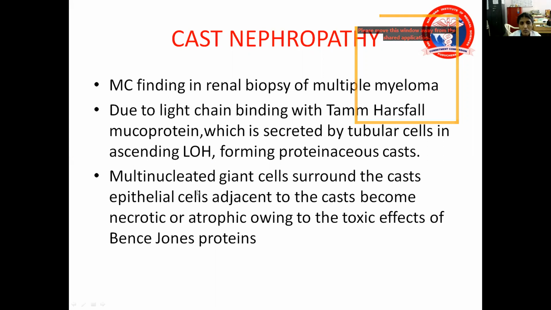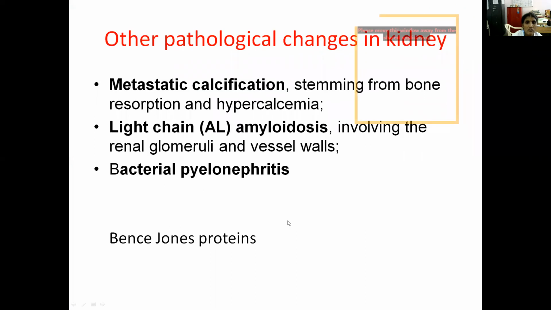There can also be multinucleated giant cell reactions surrounding the cast, and there are also epithelial cells adjacent to the cast which undergo necrosis or atrophic change due to the toxic effect of protein. Other than cast nephropathy, there are other changes that occur in the kidney, which include metastatic calcification, which is basically due to bone resorption. There is lysis of bone, right? Breakdown of bone releases more calcium into the blood, and hypercalcemia can lead to metastatic calcification.